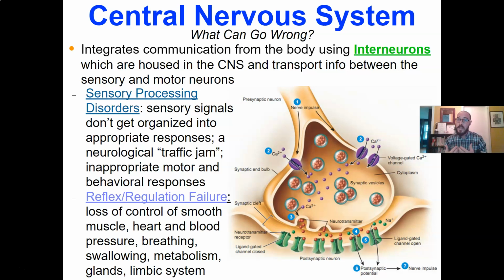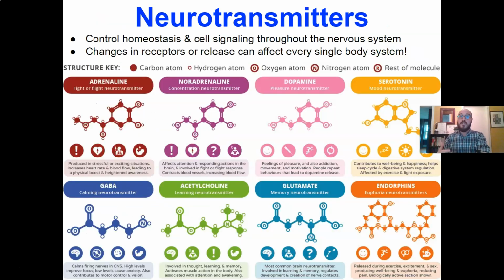Worse than that, though, is if you mess up these neurotransmitters, you can have failure of smooth muscle, failures of your heart, failures in breathing, failures in your ability to swallow. Your metabolism will stop working. Your limbic system, which regulates your emotions, will stop working, and the glands of your endocrine system will also stop working. So you don't want to mess up your central nervous system.